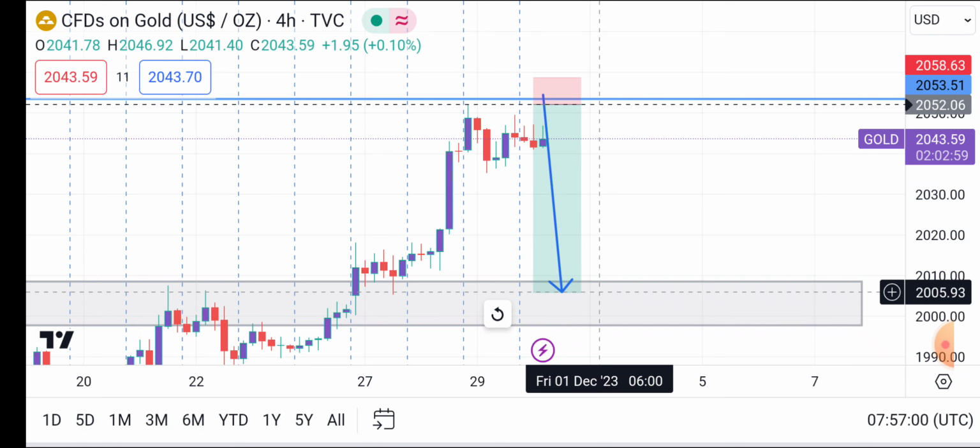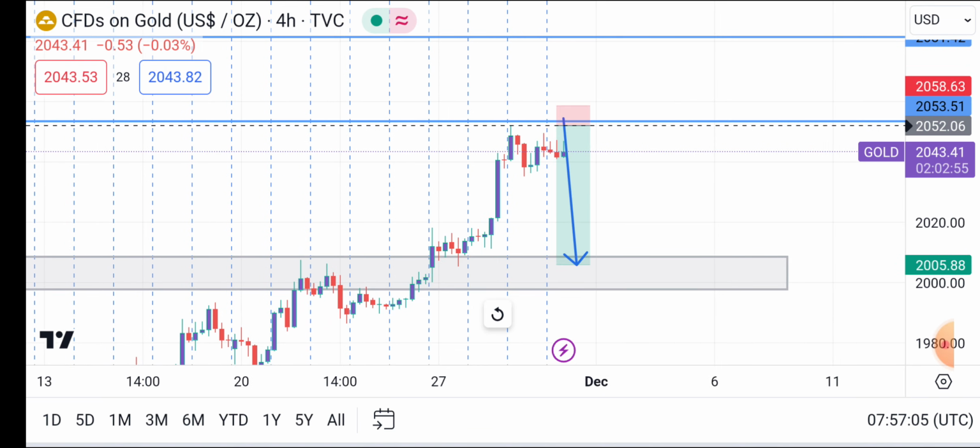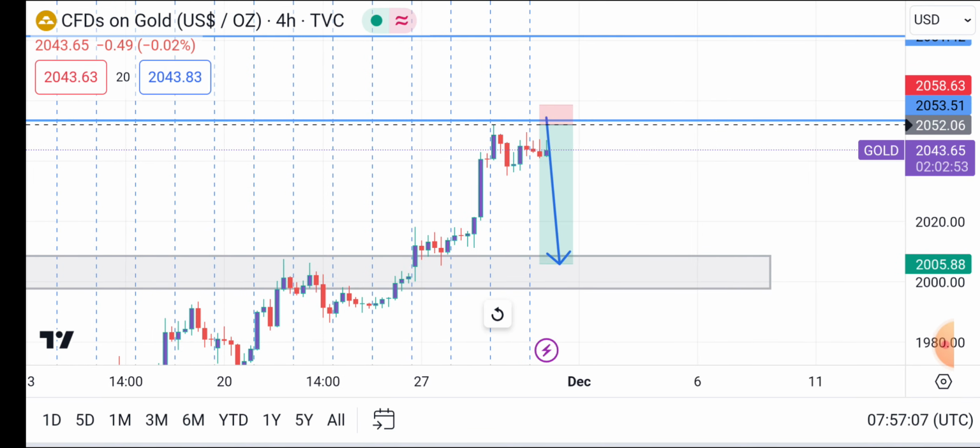So guys, this is what I'm anticipating for the final remainder of the week, and possibly even this day, because prices have been consolidating and now we'll be looking to get more impulsive.